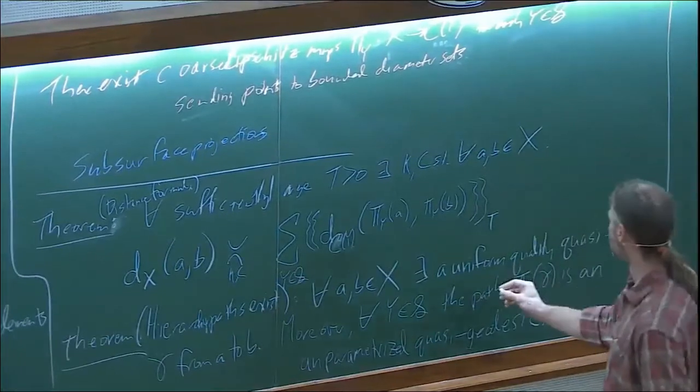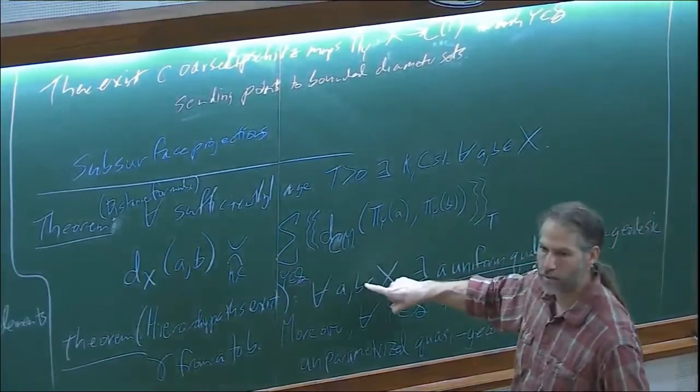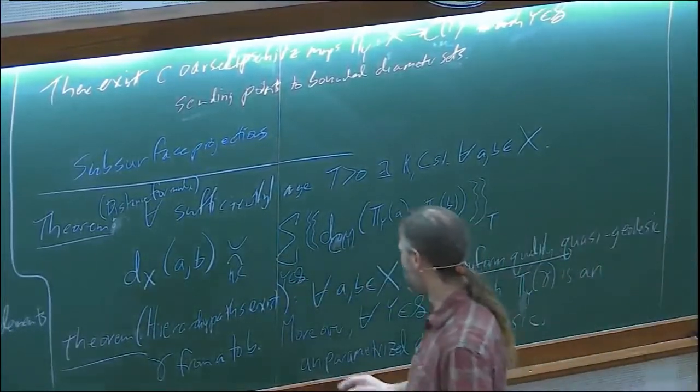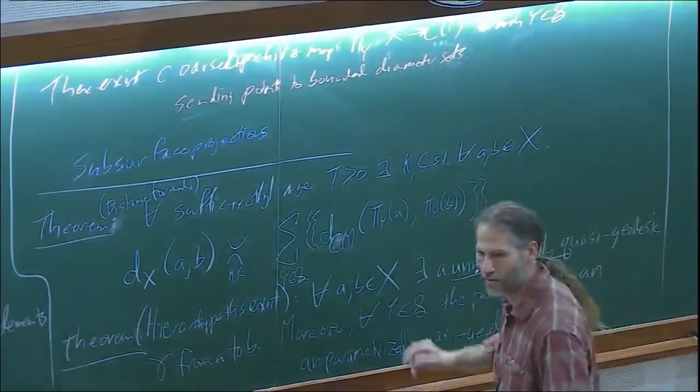So uniform quality means the quasi-isometry constants depend only on X, not on A and B. Yes, right. I could have said, given X, there exist k and c such that for each A, B. That's what I mean by uniform.